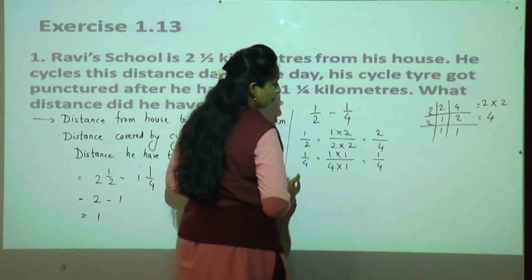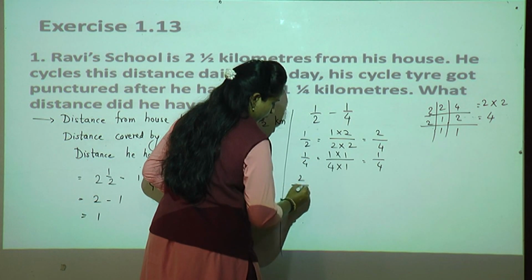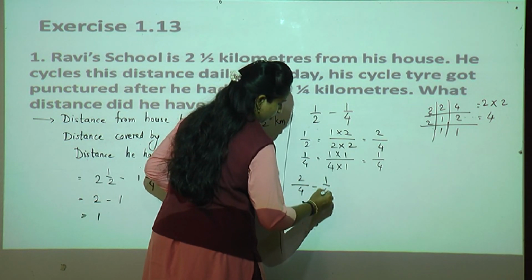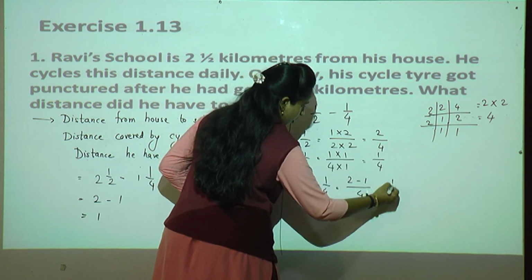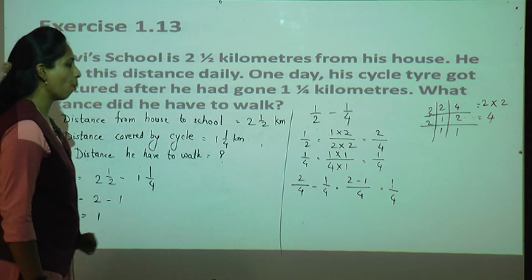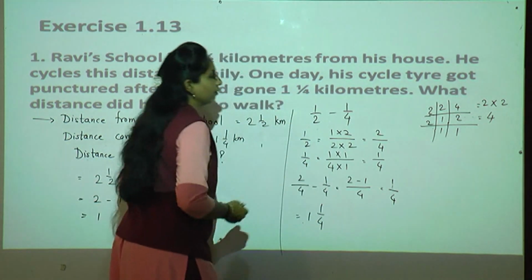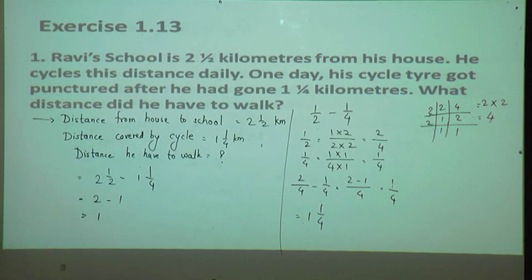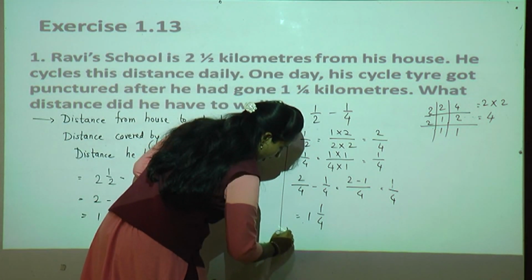Now we got both the denominators are same, so we can subtract. So 2/4 minus 1/4. So denominator write once, 2 minus 1 is 1/4 and the whole number is 1. So here the answer is 1 upon 4. How much distance he have to walk? 1 kilometer and 1/4.